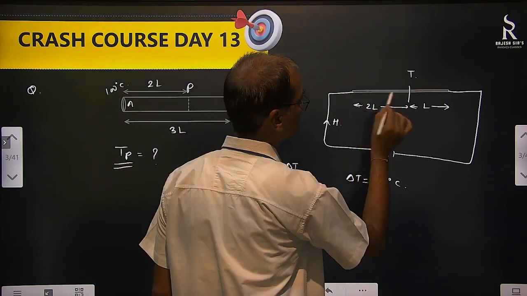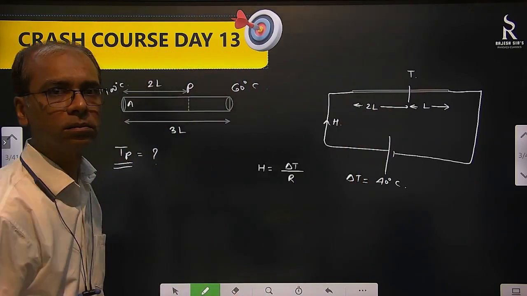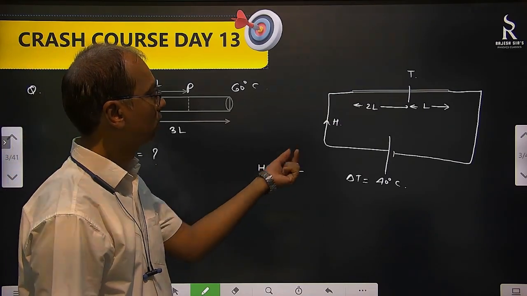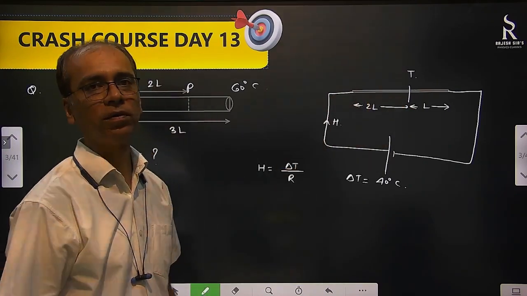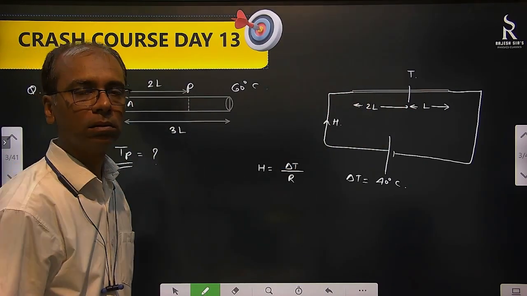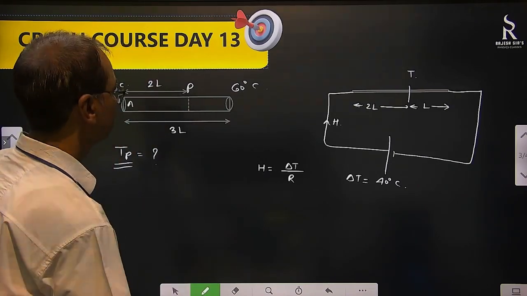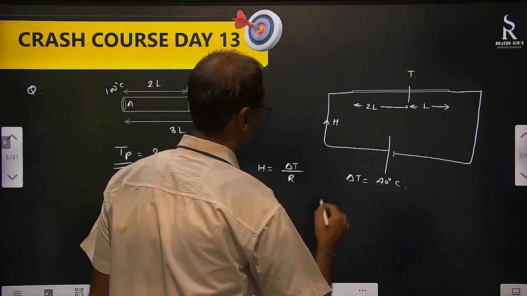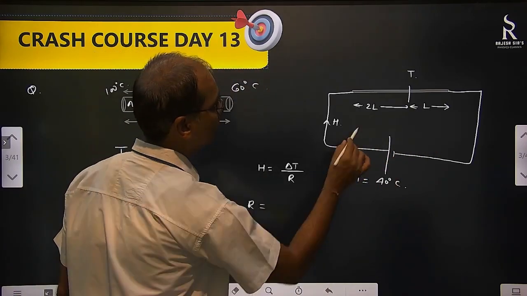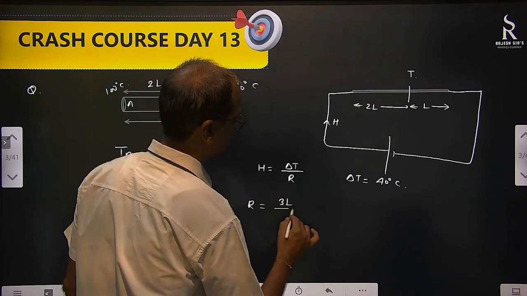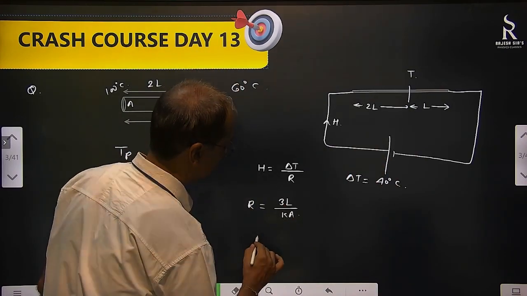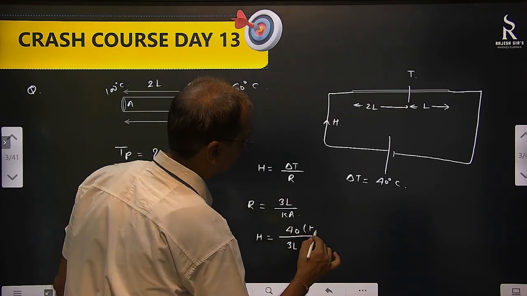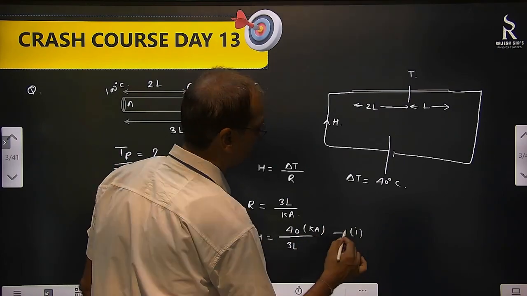So if I can know its resistance, then I know everything. If H we know, R we know, and the temperature at this end we know, the temperature at this end we can find very easily. So how to find H first? What is the temperature difference? Temperature difference is 40. And what is its resistance? Resistance is L by Ka, where L is 3L by Ka. So H value I know, that is 40 by 3L, and this is Ka. Perfect.